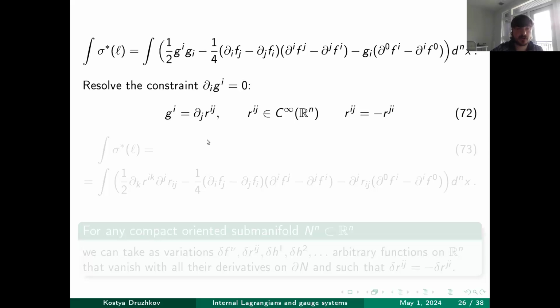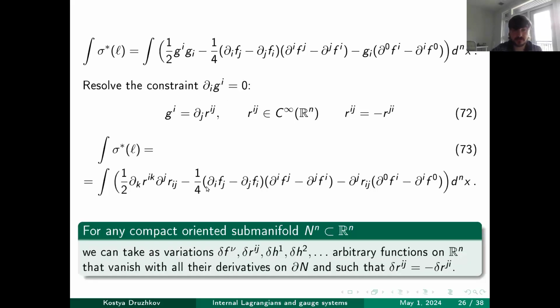Nevertheless, we can resolve this constraint and substitute everything into our action. We obtain this variational problem. And the very fact that we resolved the constraint in this local manner is important, actually, because for any compact oriented n-dimensional submanifold of our vector space, we can take as variations delta phi nu, etc., arbitrary functions of our vector space that vanish with all their derivatives on the boundary, and such that delta rij equals minus delta rji, of course. The fact that we can choose them arbitrarily follows from the locality of the corresponding solution to our constraint. So this locality is extremely convenient here. That is why we can avoid the whole Lagrange multiplier method story and so on.